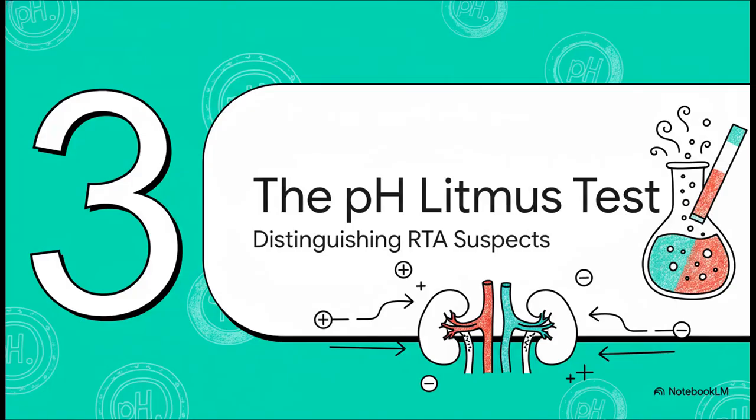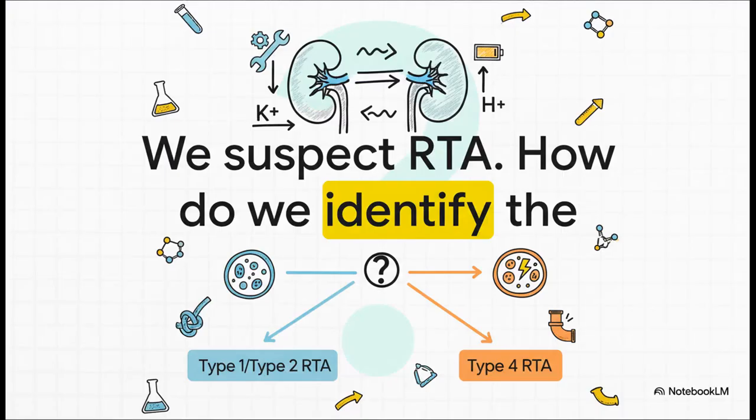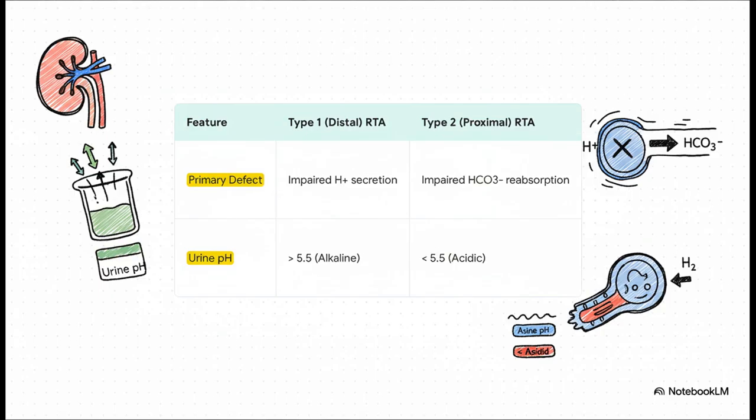So, now that we have our main suspect, RTA, we can't just stop there. We've got to narrow it down. We need one more test to figure out exactly which type of RTA we're dealing with. Okay, so we're pretty sure it's RTA, but the investigation isn't over. We really need to know which type it is, because the two main forms that cause low potassium have totally different things wrong with them. So how do we tell them apart? It's actually pretty simple. We just check the urine pH.